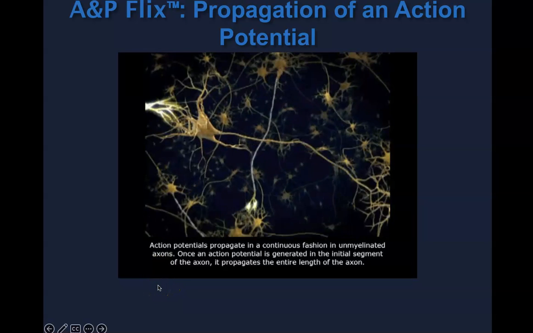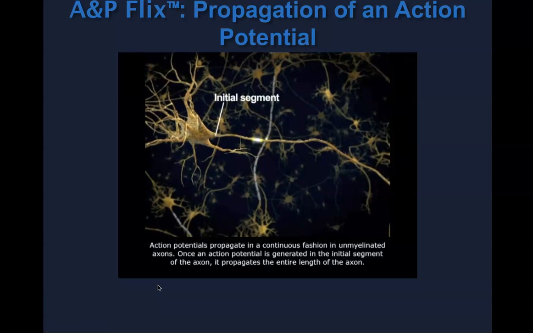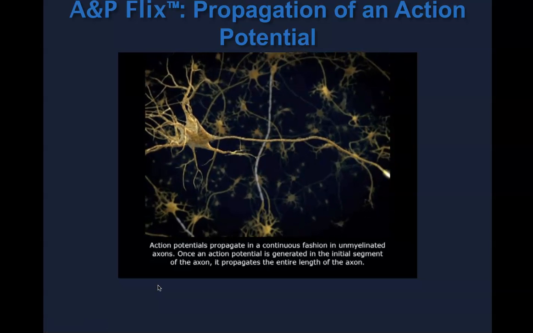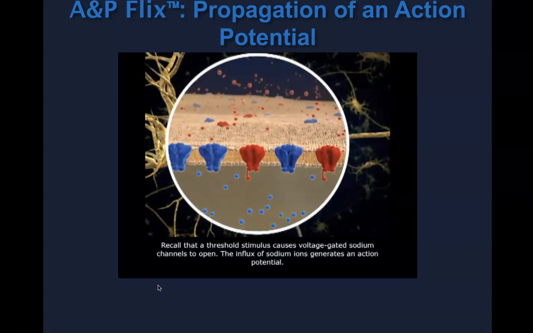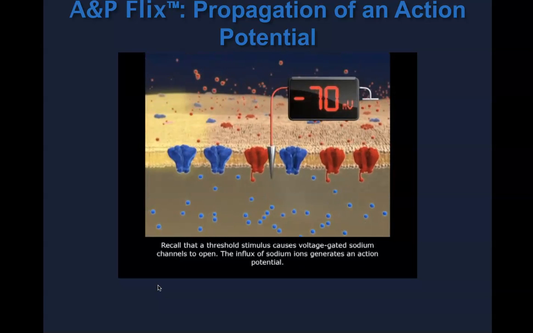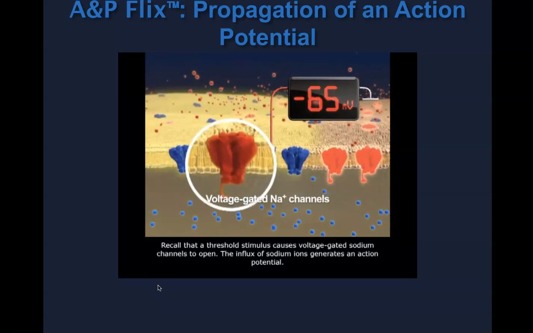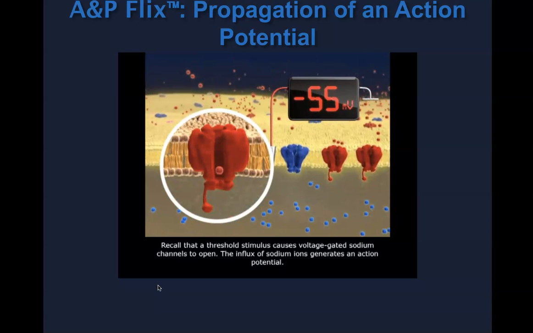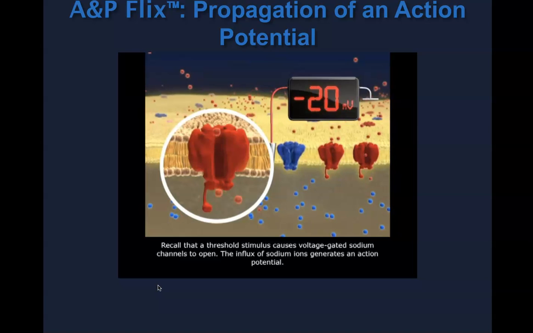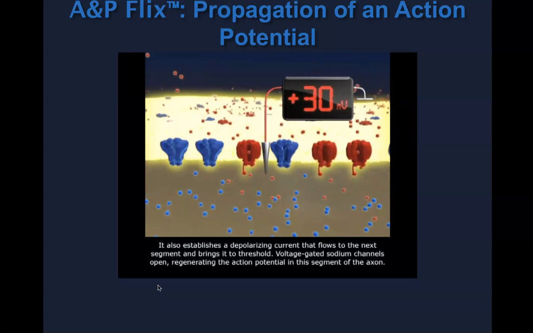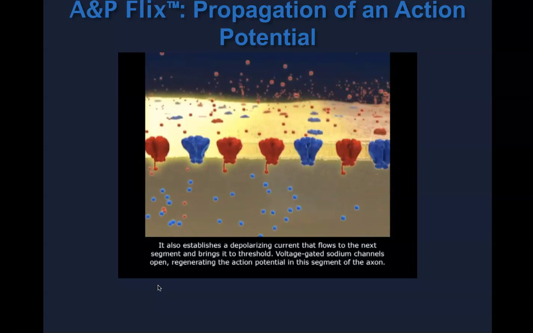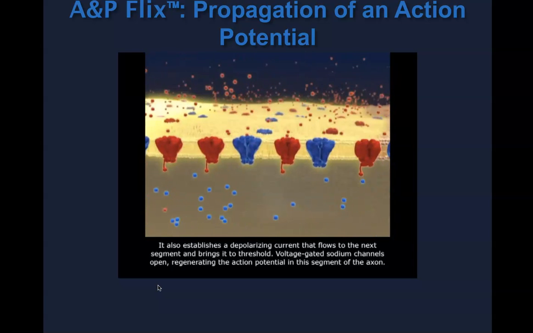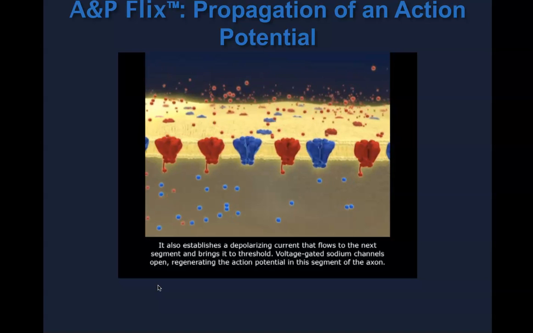An action potential is generated in the initial segment of the axon, and it propagates the entire length of the axon. Recall that a threshold stimulus causes voltage-gated sodium channels to open. The influx of sodium ions generates an action potential. It also establishes a depolarizing current that flows to the next segment and brings it to threshold.